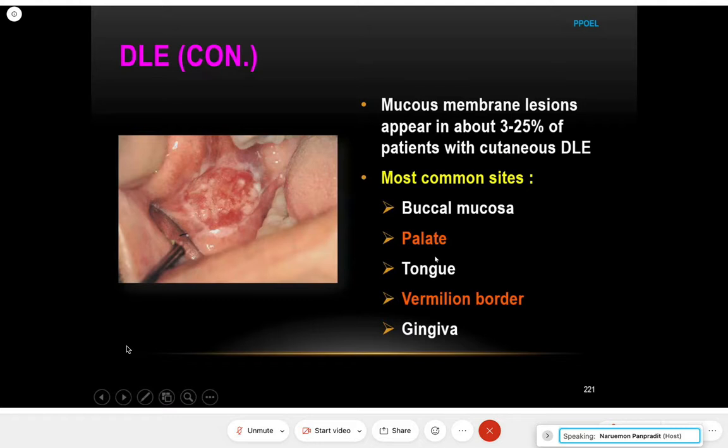Another reason is the location, which I need to emphasize again. The common locations shared by lichen and lupus are the buccal mucosa, tongue and gingiva. But the common locations of lupus that are not the same as lichen are the palate and vermilion border. So when you see a lesion in this area, you have to think about lupus erythematosus as well. However, lichen can also happen in this area, but it's not a common location for lichen.